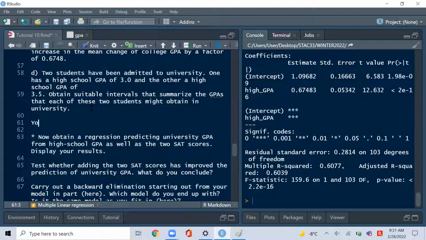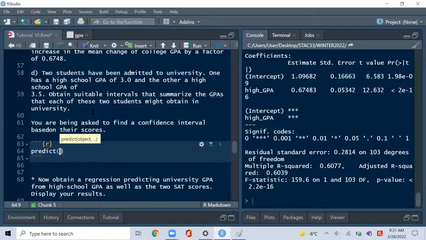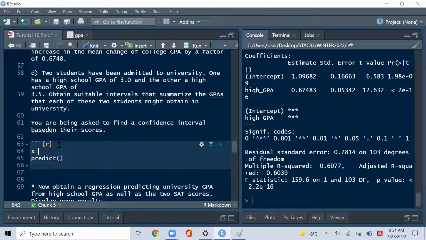So you're being asked here to find a confidence interval based on their scores. I think there's a function called predict. I want to see if I can do the following: x is equal to a vector. Rather than making predictions at all the particular values, I only want to make them at 3.0 and 3.5.